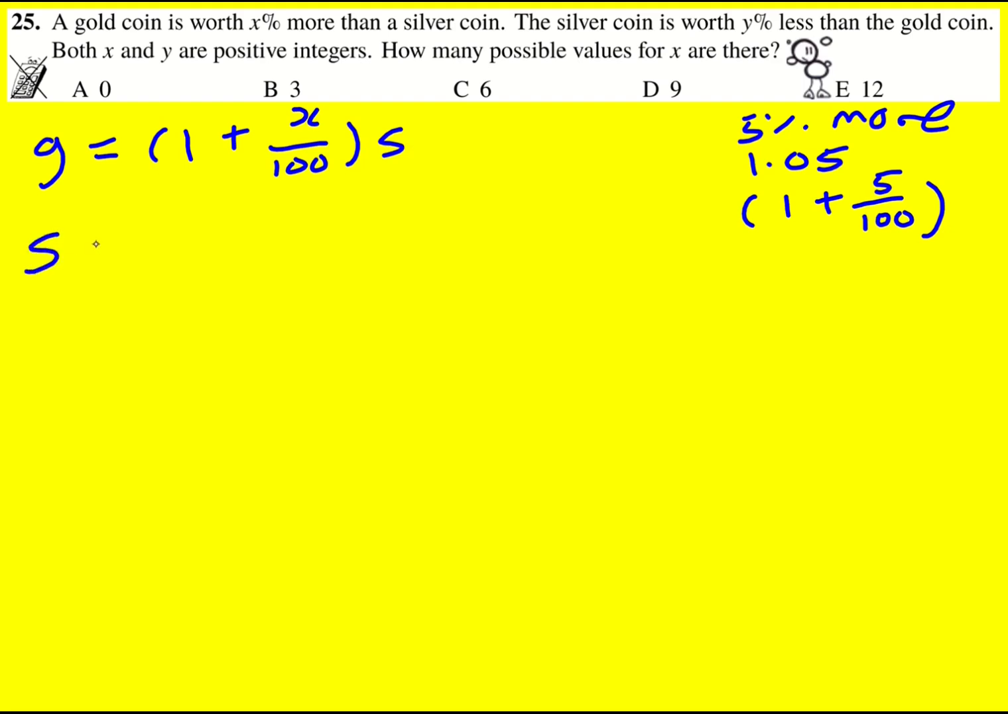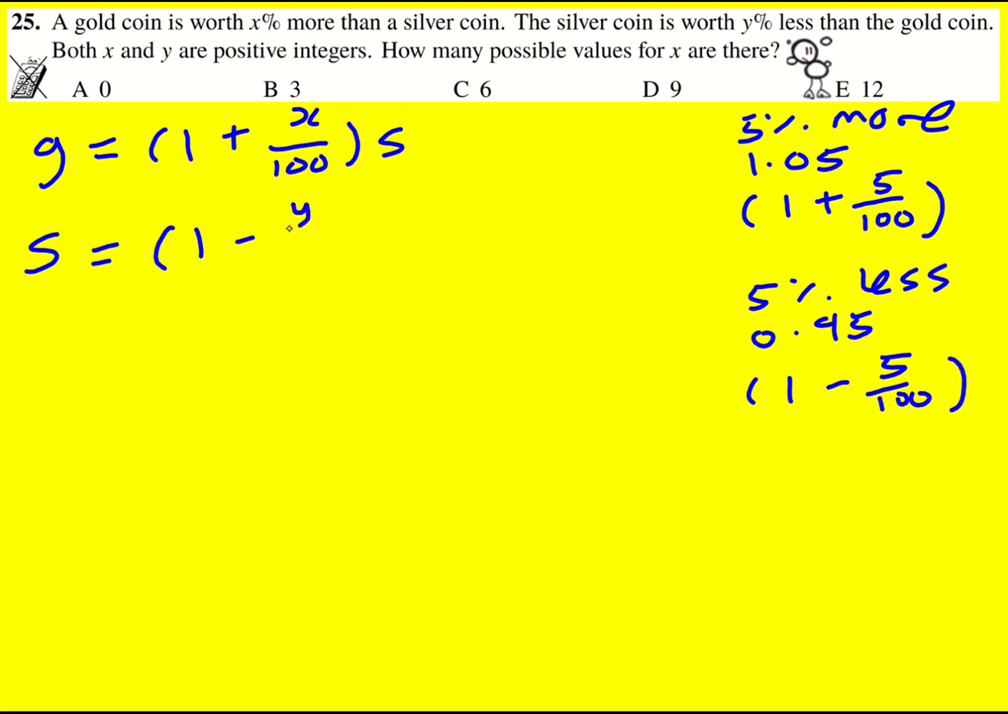Then it says that a silver coin is worth Y% less than a gold coin. So let's do a similar example with numbers. 5% less is actually going to be 0.95 as a multiplier because we have 100% and then we're minusing 5%, 95% or 0.95. This could be 1 minus 5 over 100. In this case, it's going to be 1 minus Y over 100 times by G.